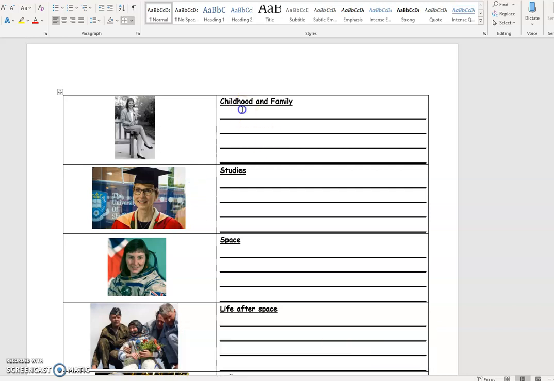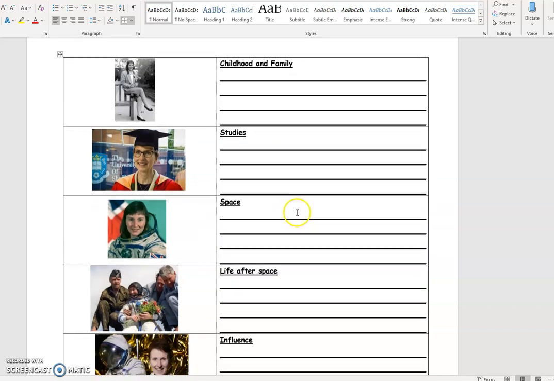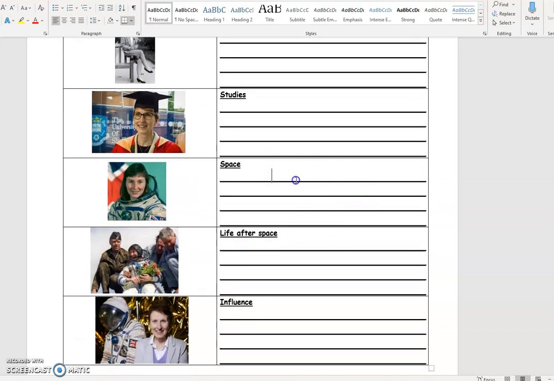So you can find out about her childhood, where she was born, her family, what she did as a child. You can tell me about her studies. We know that she studied in Sheffield and she's from Sheffield. Tell me about going to space, what made her choose to go to space, why she was qualified to go to space. The same as with Tim Peake. Tell me what she did afterwards, after she got home. There's a picture there of her landing. And tell me why she's so influential as well.